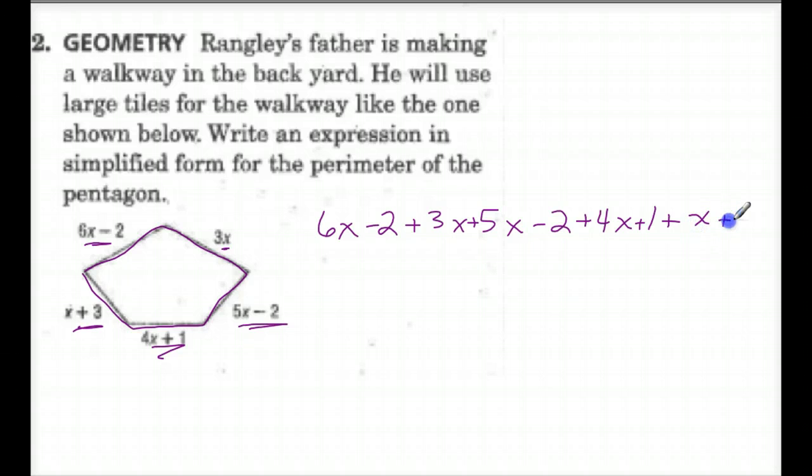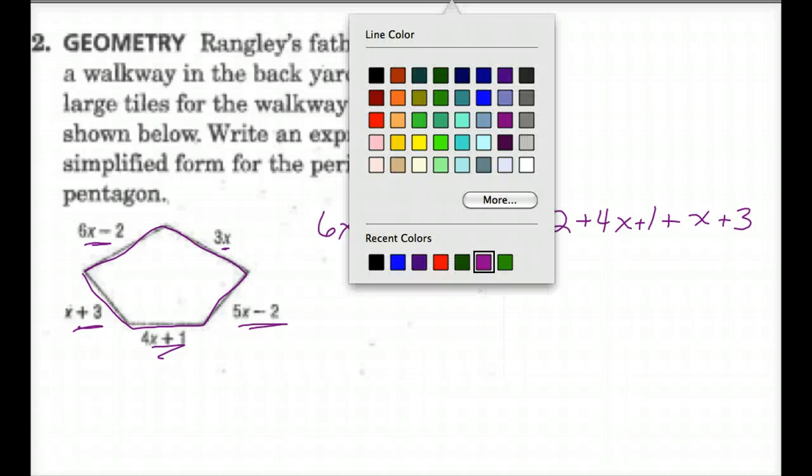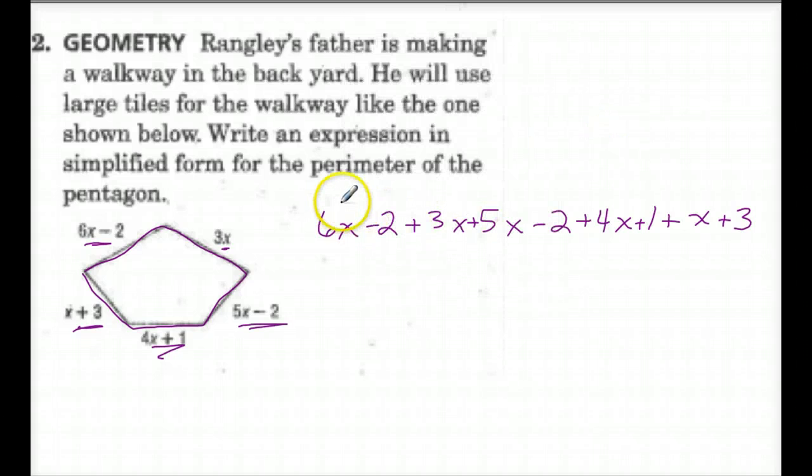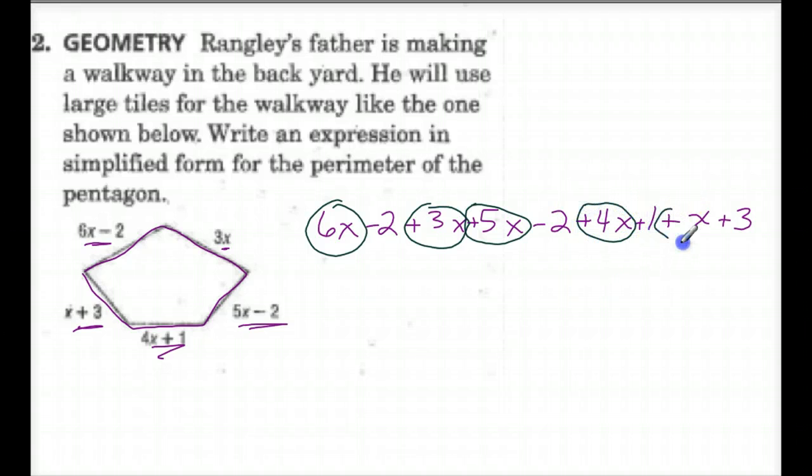Now remember, I like to see you guys boxing out all of your like terms. So we have 2 terms in this case. We have x's and we have numbers. So let's circle all of our x's. We have a positive 6x, a positive 3x, a positive 5x, a positive 4x, and a positive 1x. So let's add those all up together. We have 6 plus 3, that's 9, plus 5 is 14, plus 4 is 18, plus 1 is 19x.